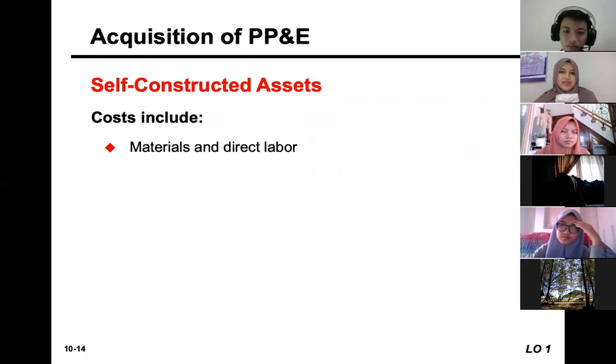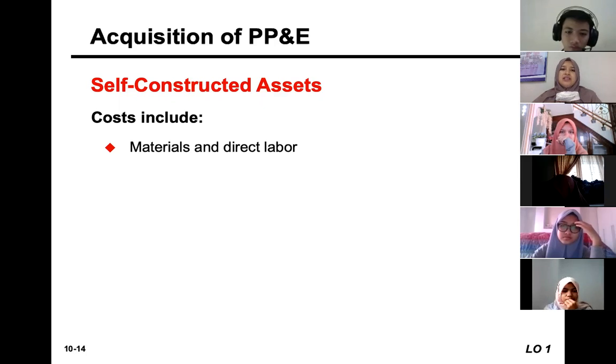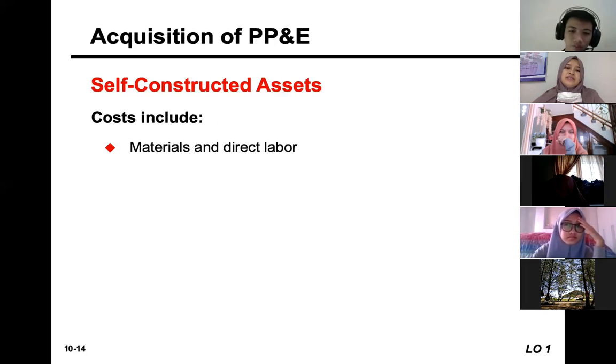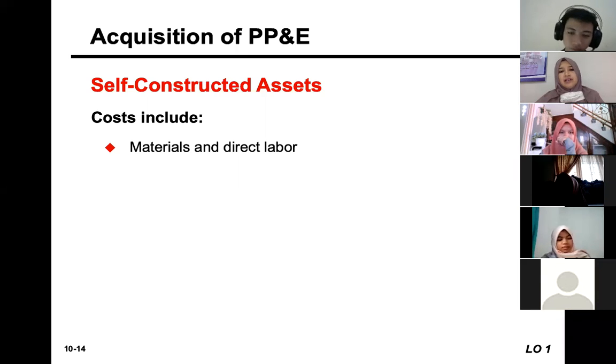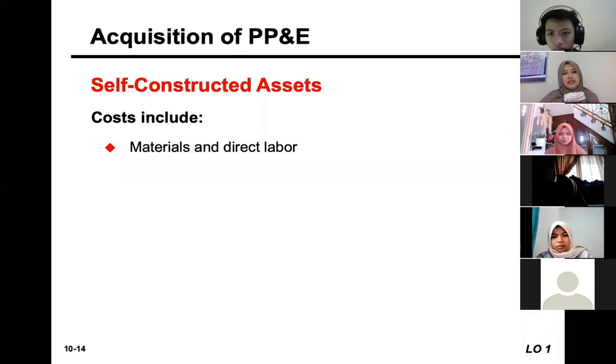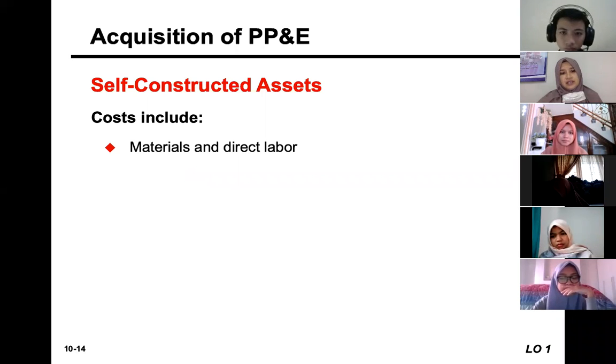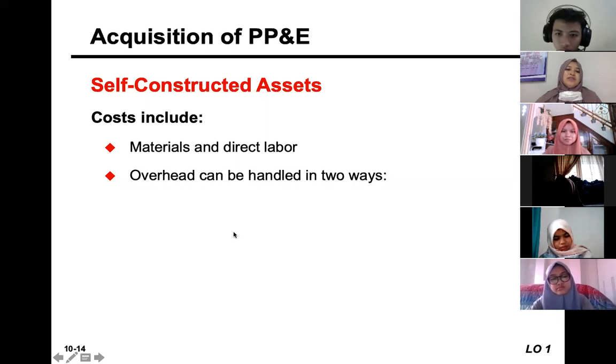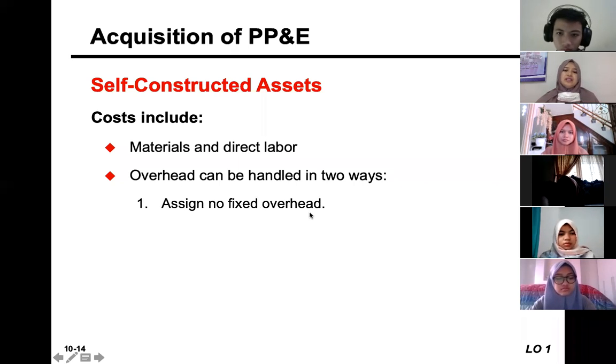What does it mean by self-constructed assets? If it is a purchased asset, it will be a bit easier to identify the cost of that asset. But if it is a self-constructed asset, it will be a little bit complex to identify what cost to include in the cost of the asset. But basically, the main costs included in self-constructed assets like buildings are the materials and direct labor. Meanwhile, the overhead can be handled in two ways.